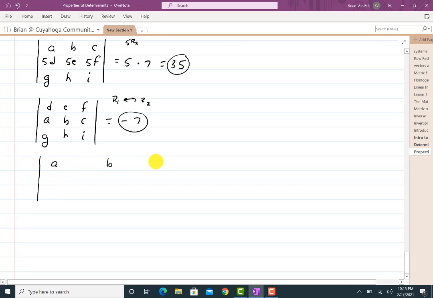A, B, C. I'm going to need some space. D plus 3G, E plus 3H, F plus 3I, G, H, I. And notice this is a row replacement thing. I took 3R3 plus R2. That doesn't affect the determinant at all. So we get the same as what we started with.